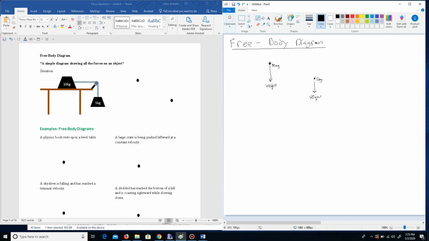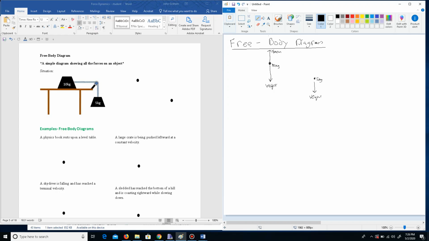So both have weights. This one has the table pushing up, and we're going to call that force the normal force. I'll be describing these forces at the end of this video. This one doesn't have a normal force. There's no table pushing up on it. It's hanging in the air, so there's nothing pushing up on it. What we do have connected to it is a rope or string or cable. A cable is probably the best name for it.